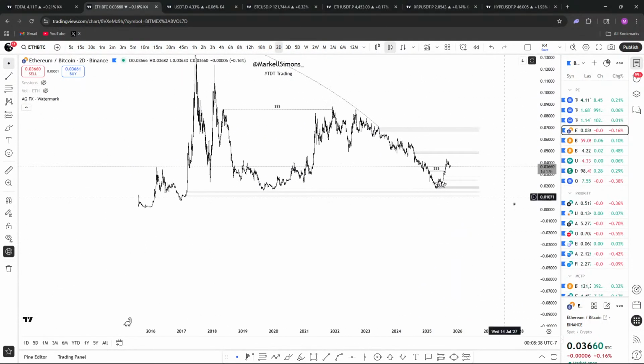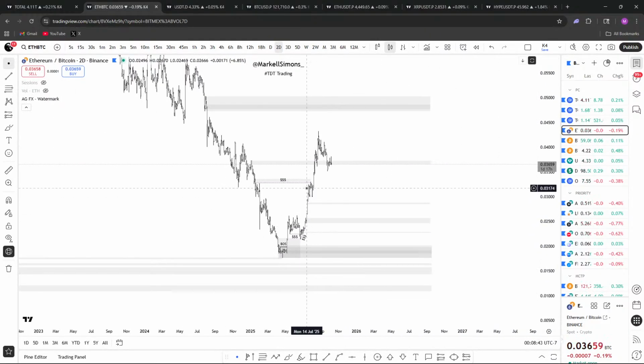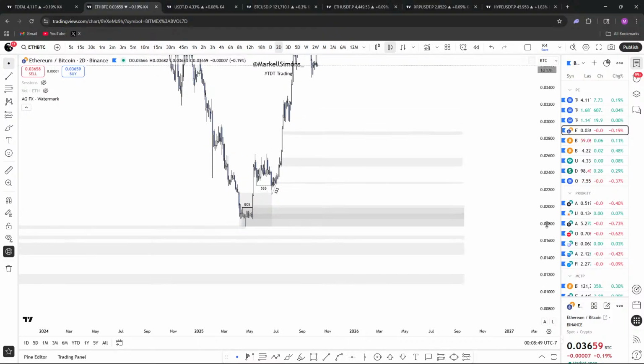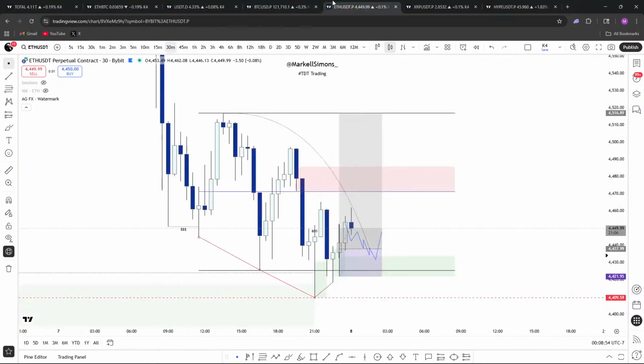Dang, I didn't check this chart. Well, I updated it, but this is probably the last time I was on this chart, somewhere over here. I gotta update my chart. I gotta look at my colors. Let me update this real quick. What Ethereum doing?